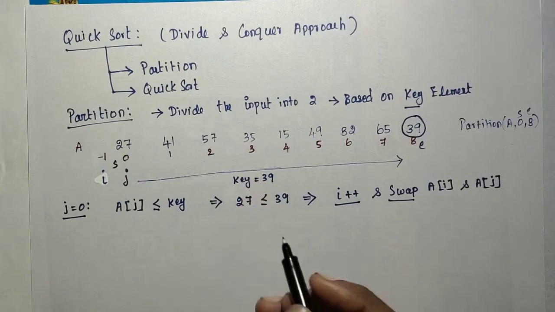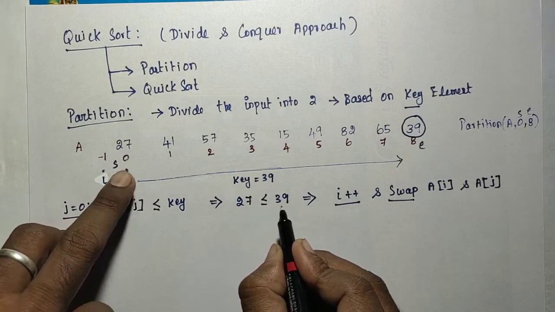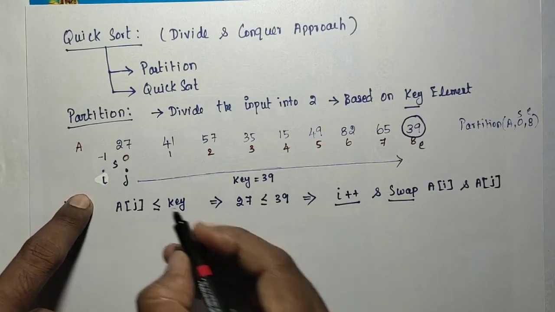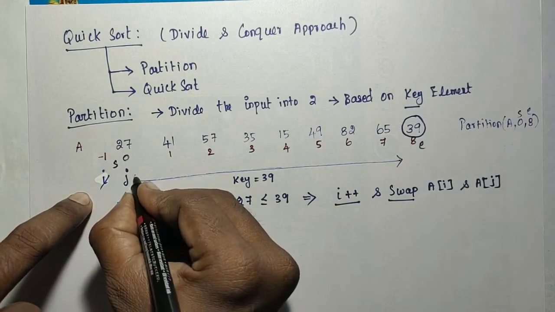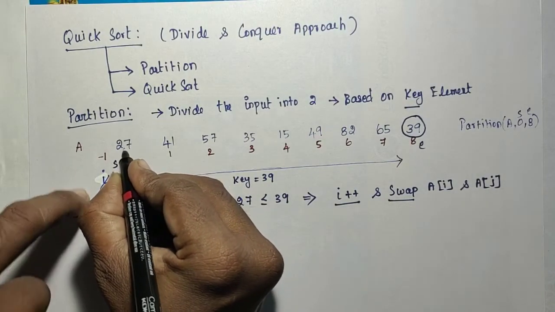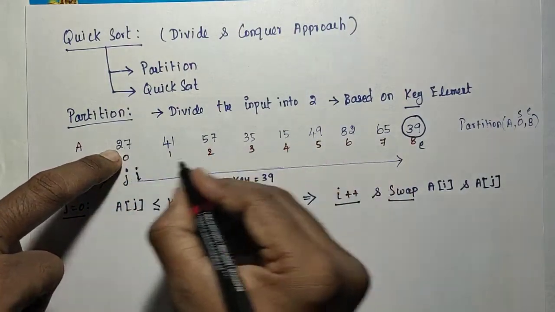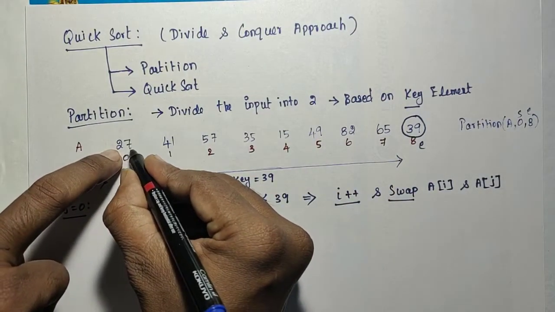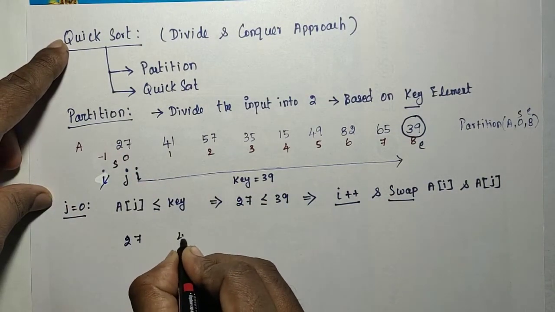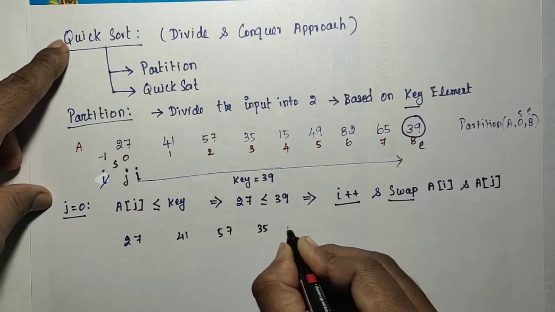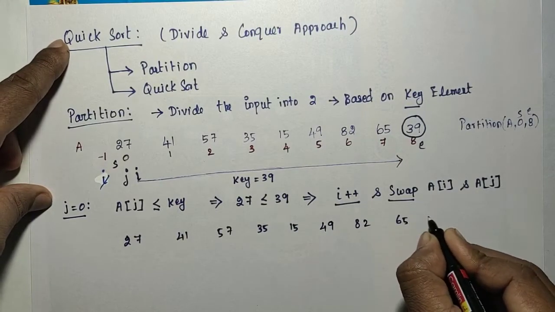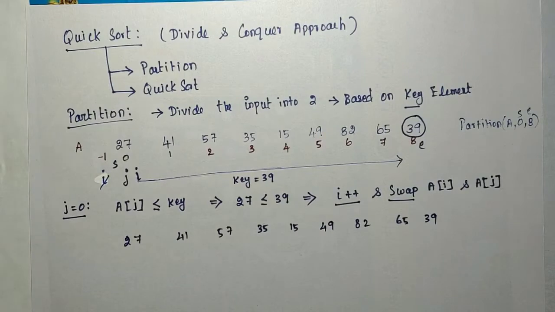So here in this case, what is happening? 27 is less than or equal to 39. So I will be moved and this will get swapped. So I will get moved to here and this will be swapped. After swapping, the content will be the same. So the ith element is also 27, the jth element is also 27. After swapping there is no change. So the content is 27, 41, 57, 35, 15, 49, 82, 65 and 39.